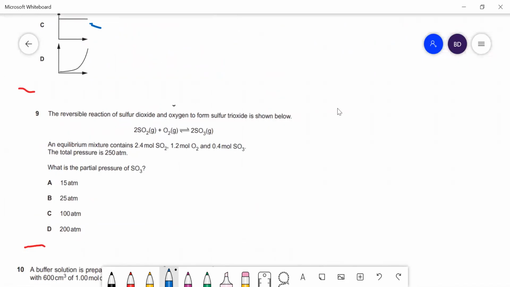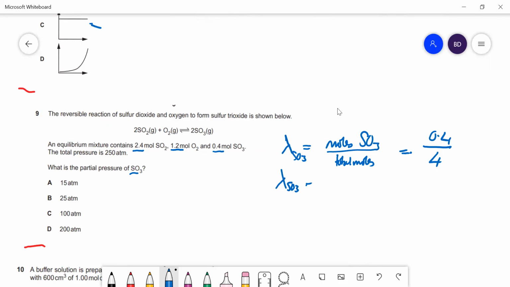Okay, sulfur dioxide reacting with oxygen. So we want the partial pressure of SO3. What we need to work out is the total number of moles, and then the mole fraction. Mole fraction, which is usually given the symbol lambda, of SO3 is equal to the moles of SO3 over the total moles. The total moles is 2.4 plus 1.2 plus 0.4, which is equal to 4 exactly. The moles of SO3 we've got is 0.4. So the mole fraction of SO3 is equal to 0.1.